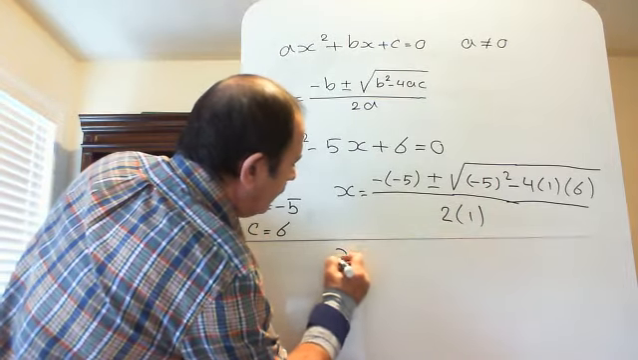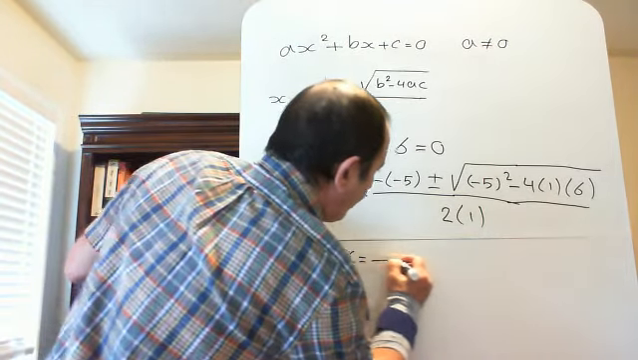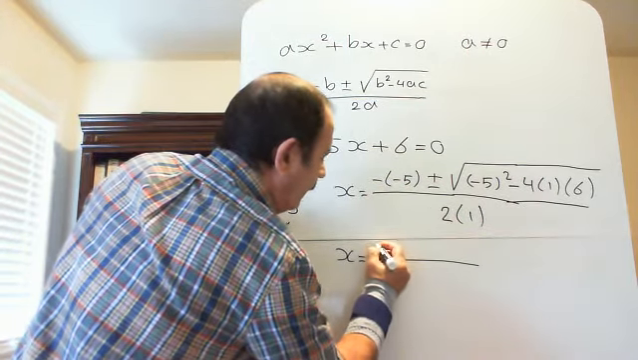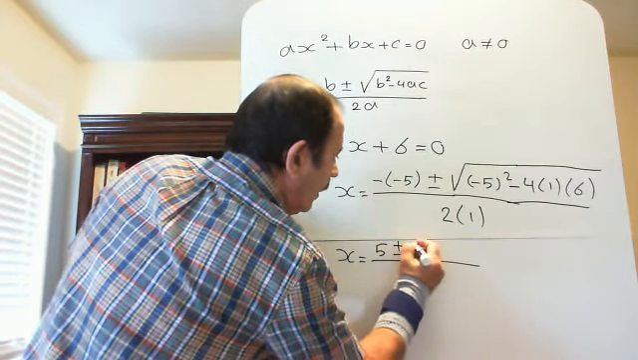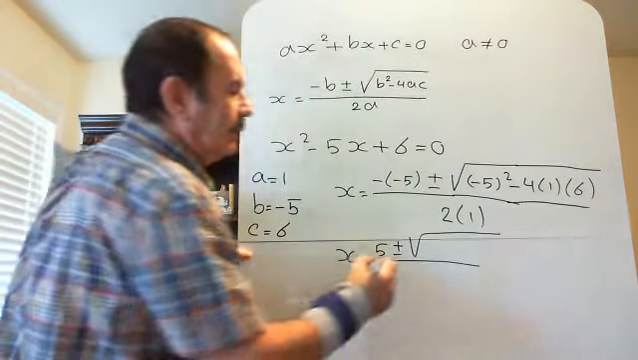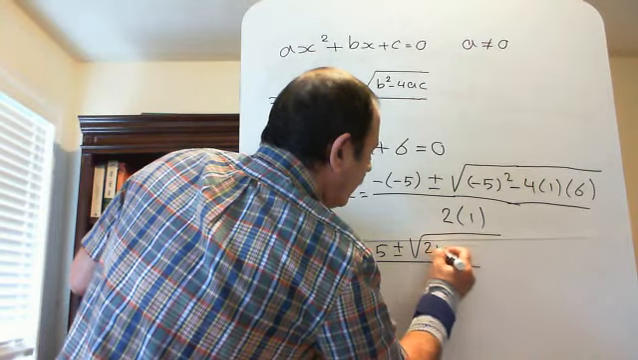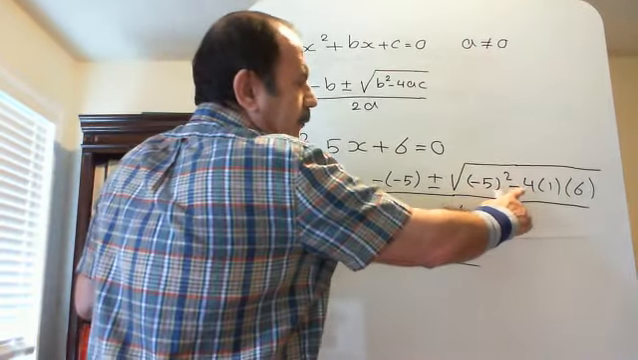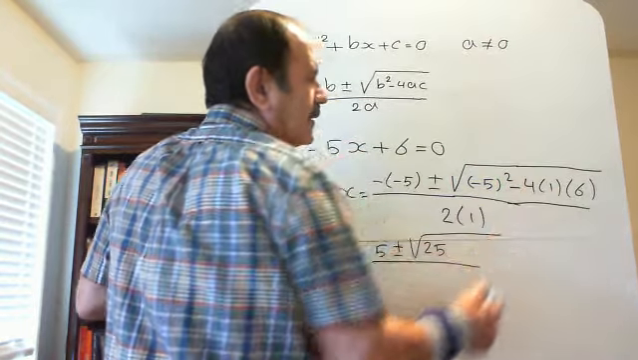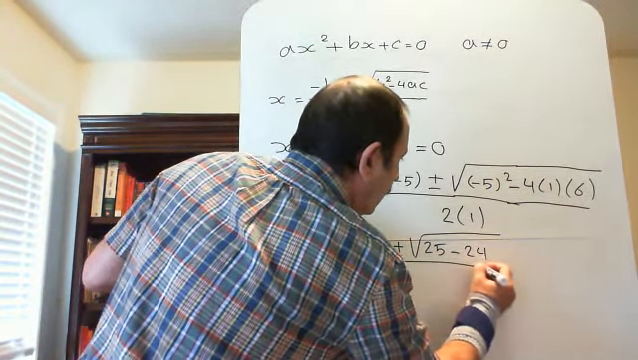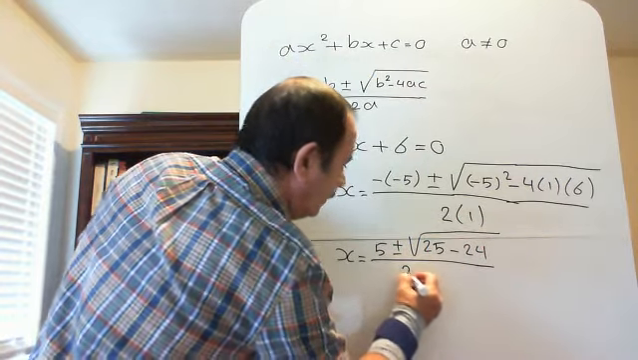So x is going to be negative times negative is positive 5, plus or minus the square root of negative 5 to the power of 2, which is 25. Negative 5 times negative 5 is going to be positive 25. And minus 4 times 1 times 6 is 24, minus 24, over 2 times 1, which is 2.